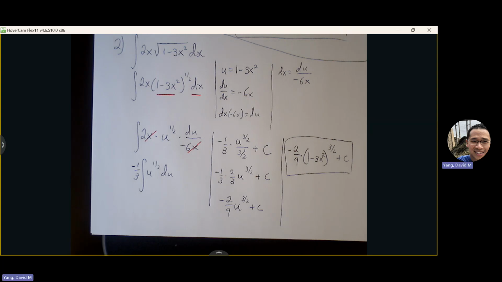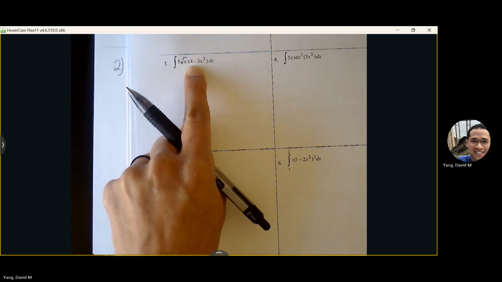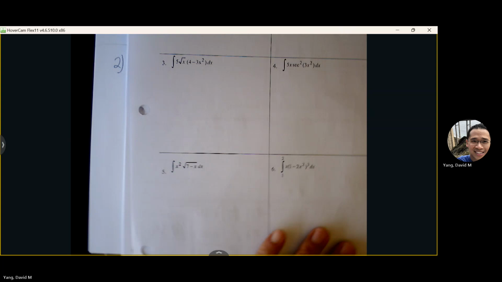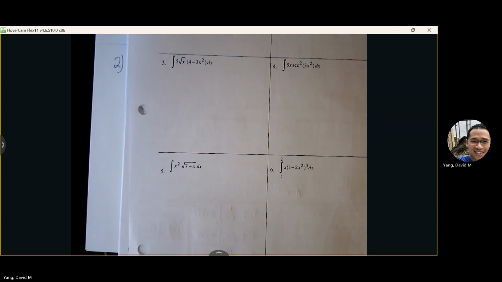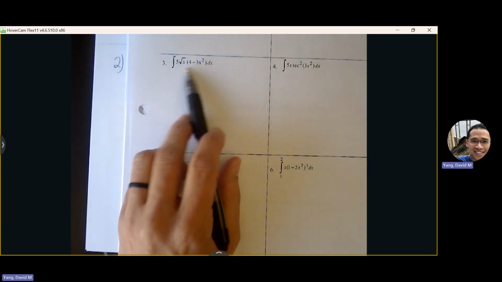Number 3 and 4, I just want to talk about the first steps because I want to make sure I get to all the different problems. But look at number 3 here. What's the process for number 3? What's our strategy there? Power rule. Notice there's no difficulty in expanding this, right?